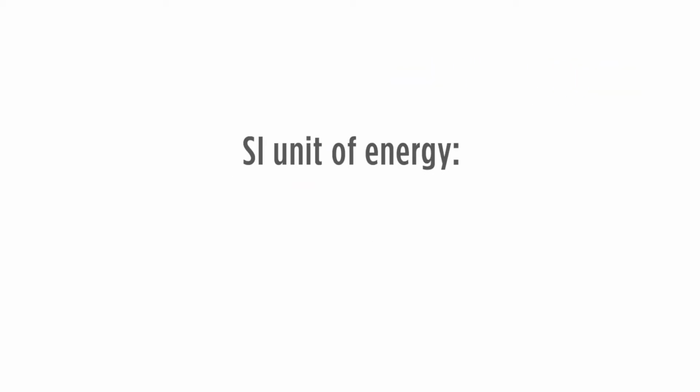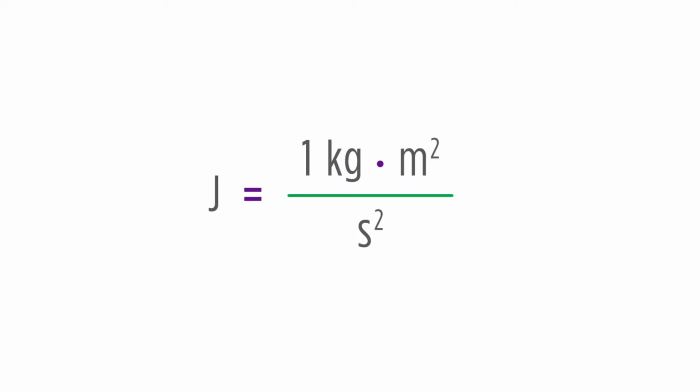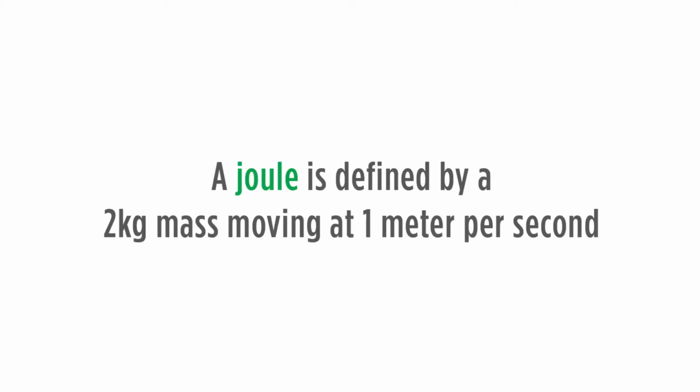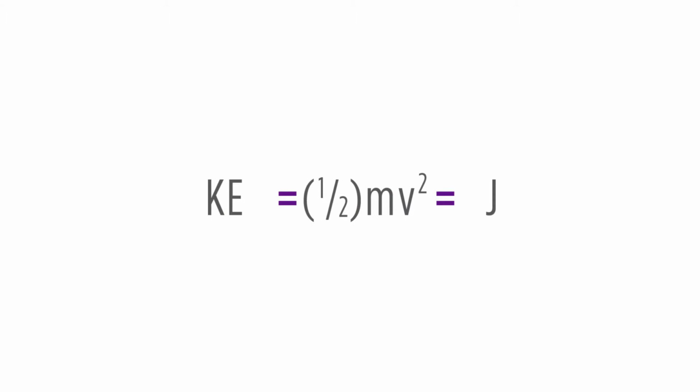The other basic information we need to know about forms of energy is the SI unit of energy. The SI unit of energy is the joule, given by capital J. The units for joule is 1 kilogram times meter squared divided by second squared. This is because a joule is defined by a 2 kilogram mass moving at 1 meter per second. If we put that into our formula, KE equals 1/2 mass times velocity squared, we come up with joules.